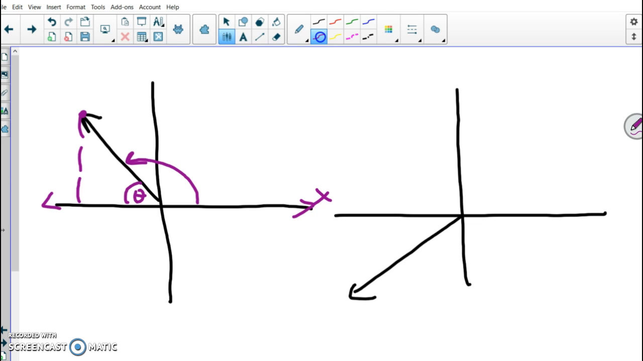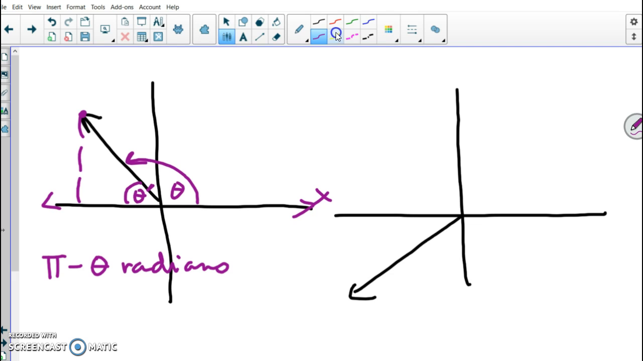We're going to call this angle theta, but this angle, the one inside, the new reference angle, is theta prime, and we're going to refer to that as pi minus theta radians, or 180 minus theta degrees.